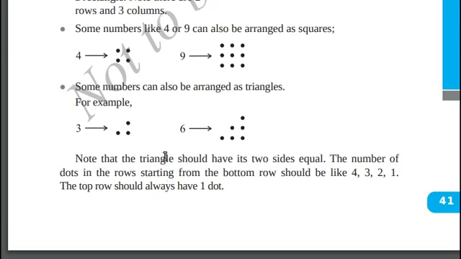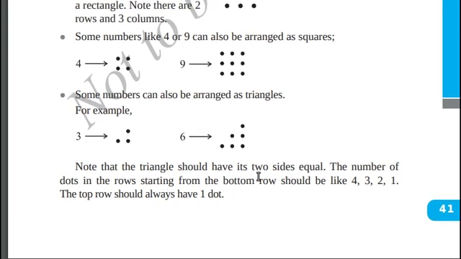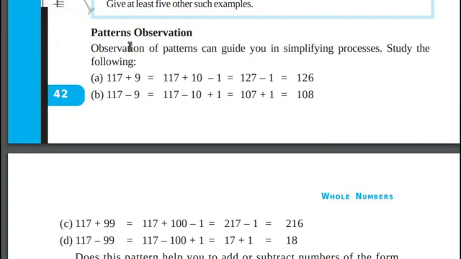Note that a triangle should have 2 equal sides. In case of 6, it has got 3 dots in one side and 3 dots in the other side, meaning two sides should be equal. Patterns observation.